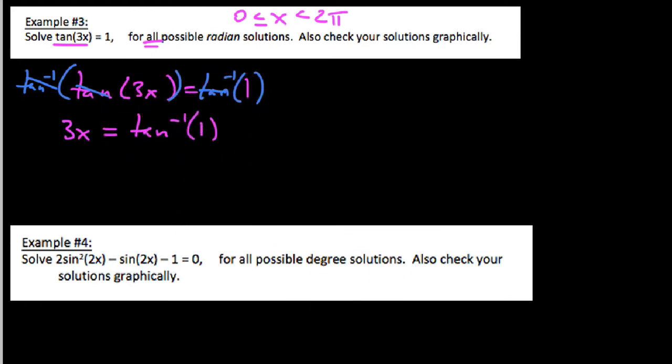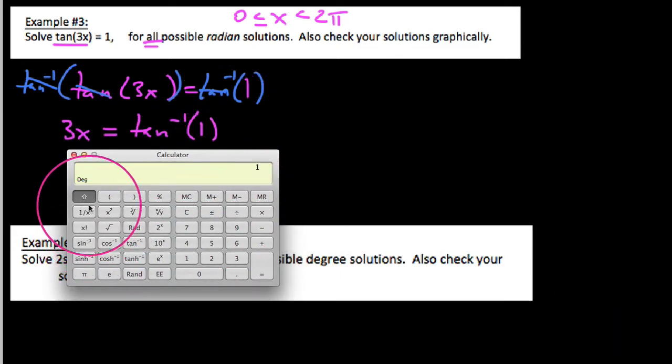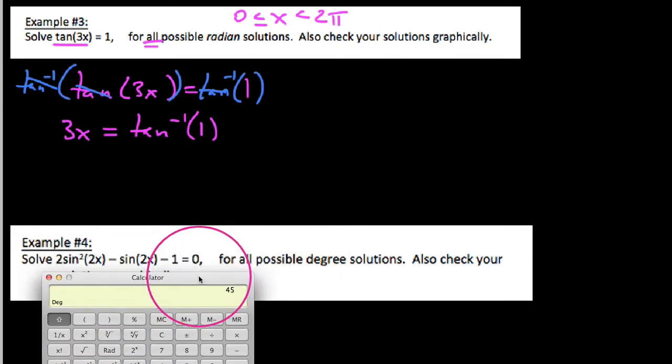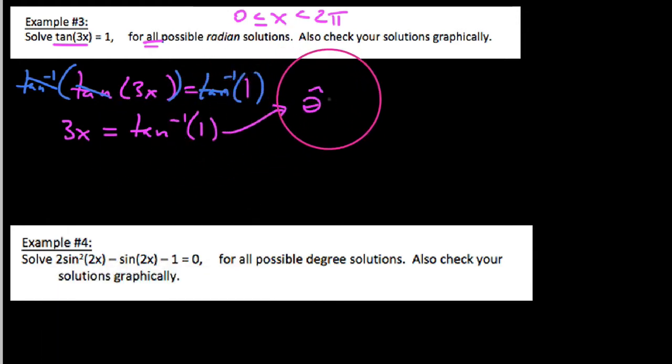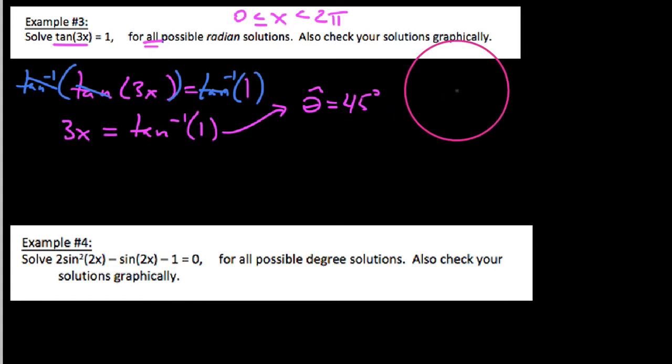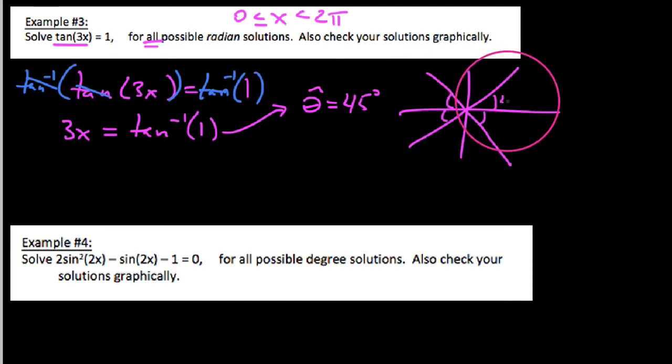Okay, so now we need to figure out what angles these actually are. We say tangent inverse of 1. Well, the tangent inverse of 1 would give me a 45-degree reference angle. So what this does is it presents us with a 45-degree reference angle. So sketching this out, 45-degree reference angles, they look like this. Okay, all of these here, we would say would be 45 degrees.